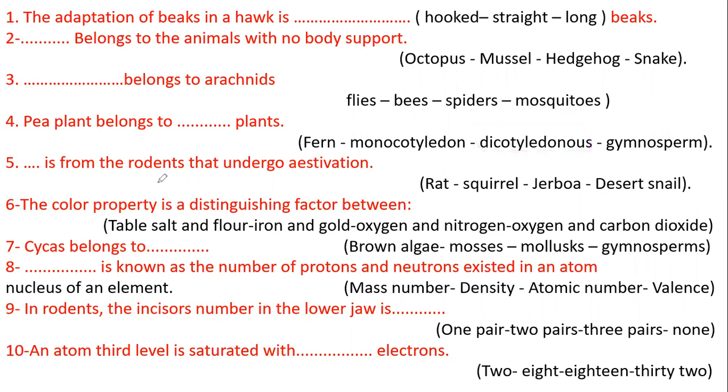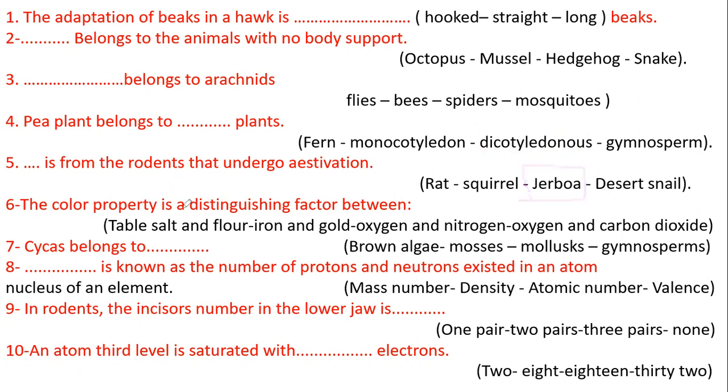Space is from rodents that undergo aestivation. Aestivation is done in summer. So which one here undergoes aestivation? Someone says, Mister, I have jerboa and the desert snail, but I say rodent. So only jerboa here is a rodent that undergoes aestivation.